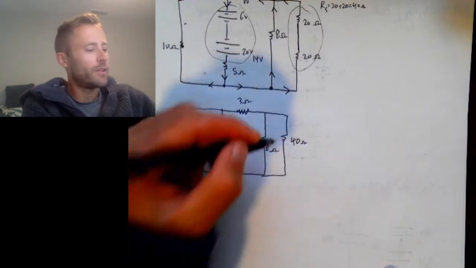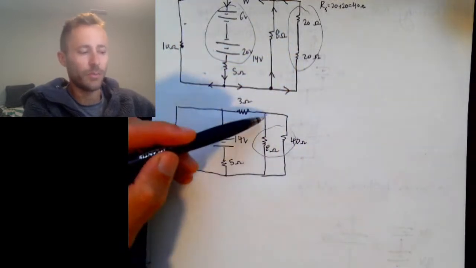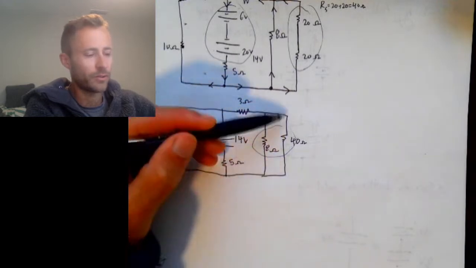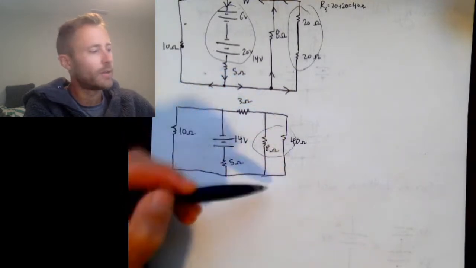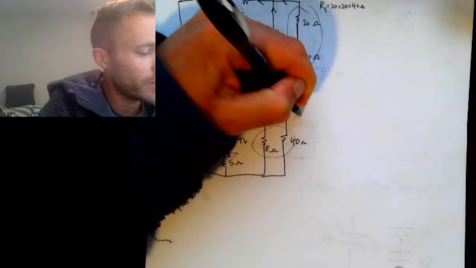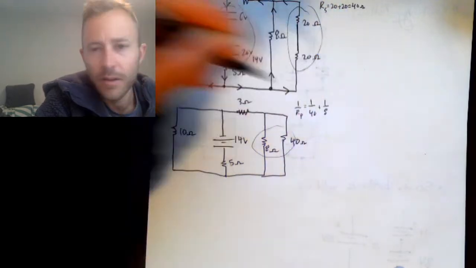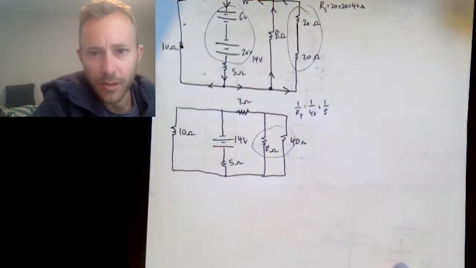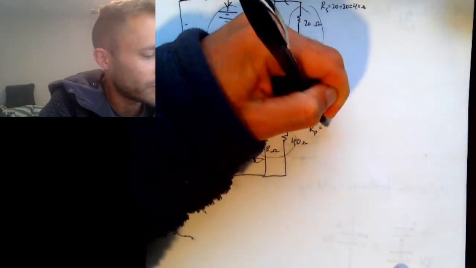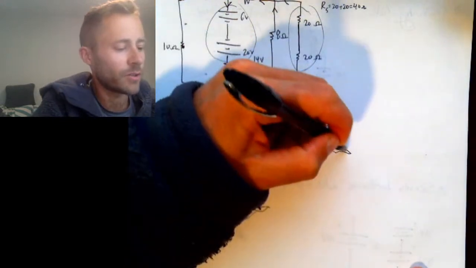Now I see that these two are in parallel. How do I know that? Because I can do a loop. I can do this loop right here. That loop only has those two resistors in it. So I do my formula. 1 over R sub P is 1 over 40 plus 1 over 8. In the interest of time, I already did this problem last period, and I know that R sub P is 6.7 ohms. So now I redraw the circuit again.